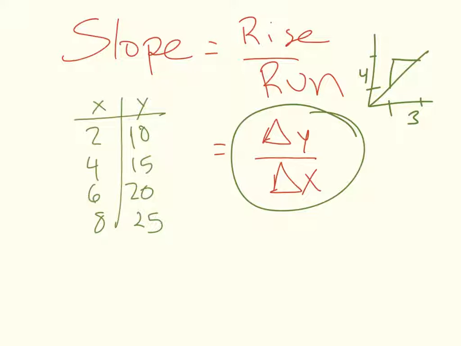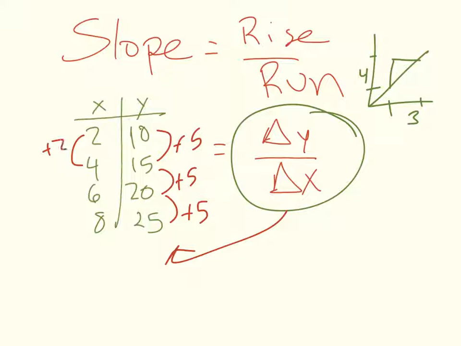If I use that model for tables, what I really need to do first is figure out my change in y and my change in x. So I looked at my y's. Here I have a plus 5, plus 5, plus 5. So far I'm looking really solid. Before I can make my slope though, let's look at our change in x's to make sure I have something constant. Plus 2, and plus 2.